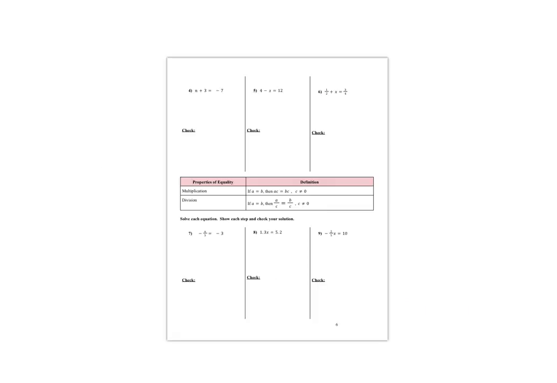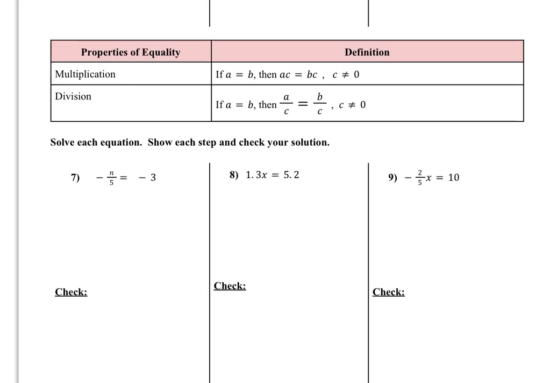We're going to skip 4, 5, and 6 for now, all right? And I want to jump down to the properties of equality that use multiplication and division. These are paired together because they undo each other as well, all right? Multiplication will undo division, division will undo multiplication. And they work the same way as adding and subtracting when it comes to equality. If I multiply one side with a number, I need to multiply it with the same exact number.